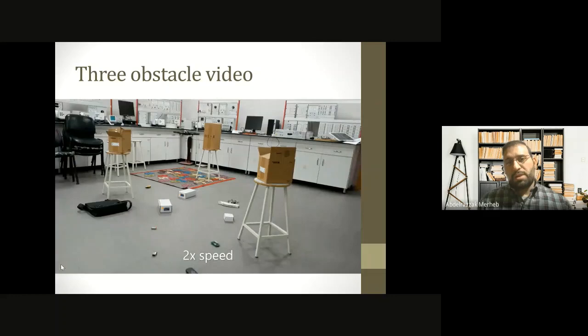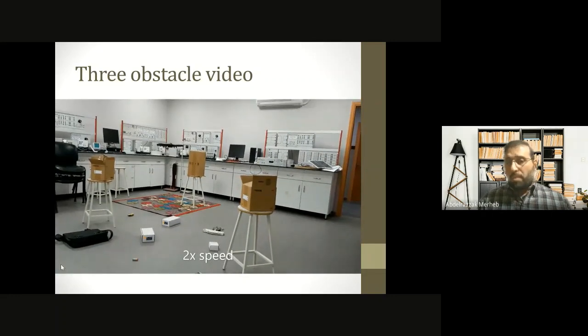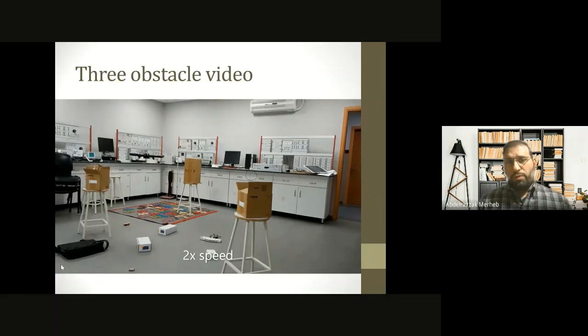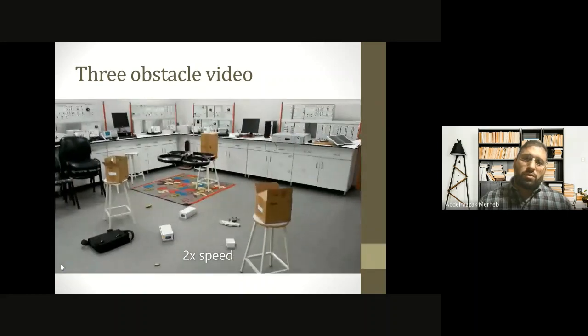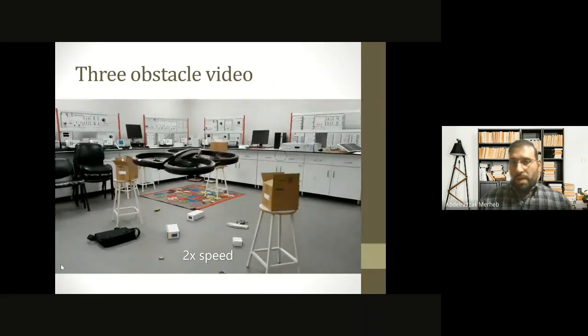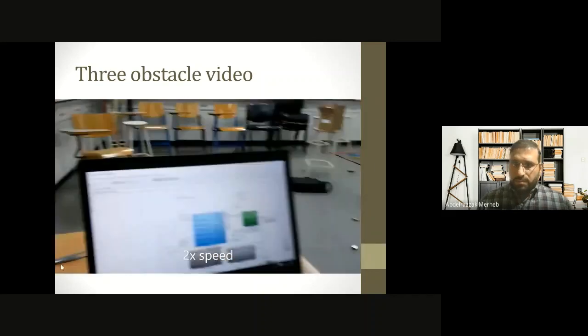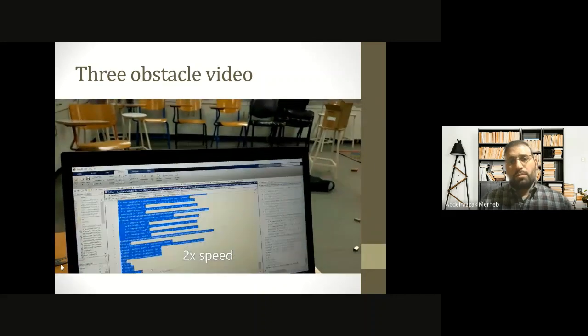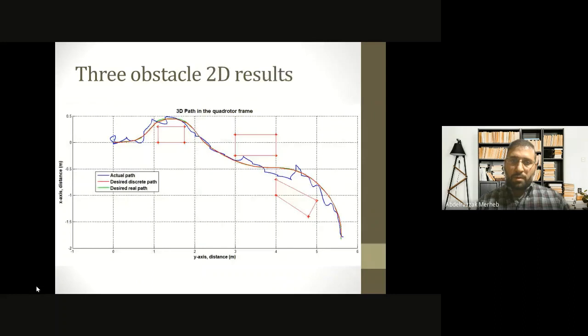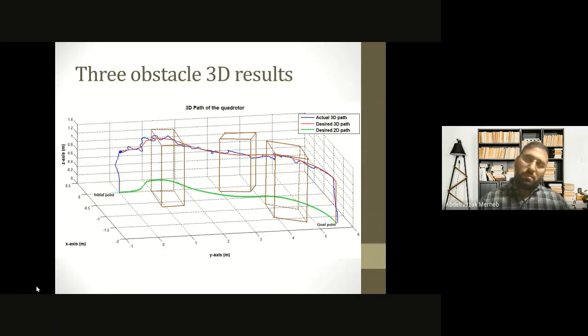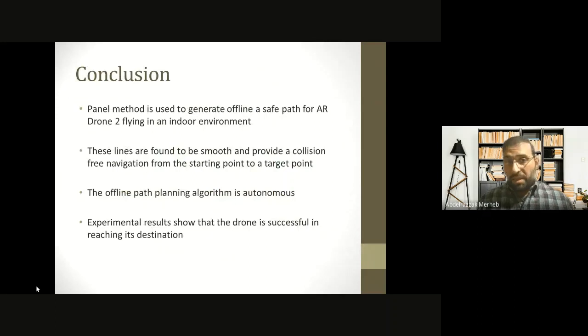Again, we have also the environment with three obstacles. Before starting the experiment, we applied the panel method, found the flow, and provided the quadrotor with its optimal path that avoids all obstacles. And here we have the 2D path, as you can see. This is the 2D path and the 3D path of the experiment. So the panel method was applied successfully on real quadrotors in a navigation problem. And this was the offline algorithm.